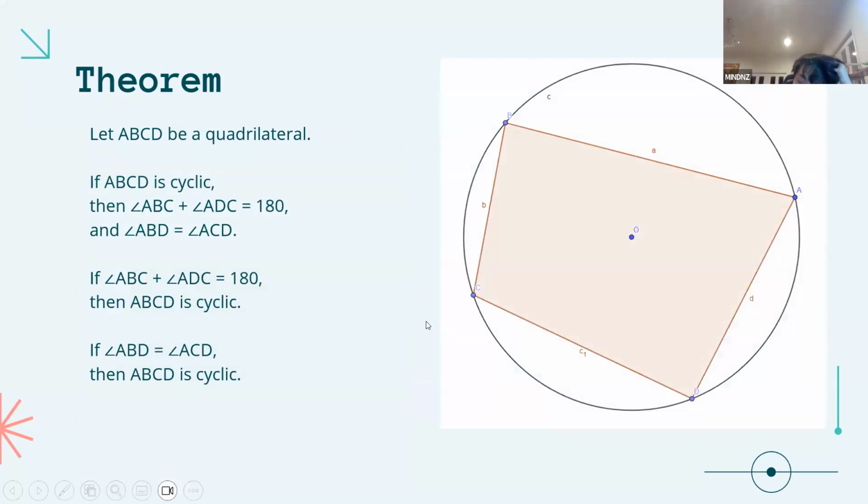Okay, so this is just a generalization of the last problem. Right, ABCD is cyclic, ABC plus ADC is 180, and ABD is equal to ACD. And it works backwards as well. So if any of those are true, then ABCD is cyclic. And if ABCD is cyclic, then any of those are true. Alright, doing that last problem, you guys proved most of it. Actually, proving it backwards, that it is cyclic, is a bit difficult.